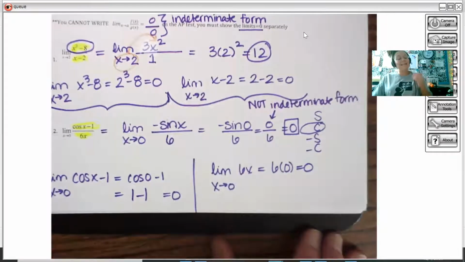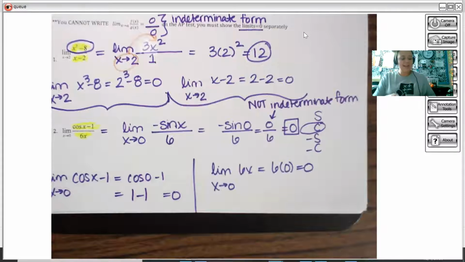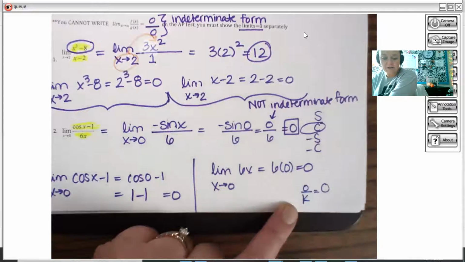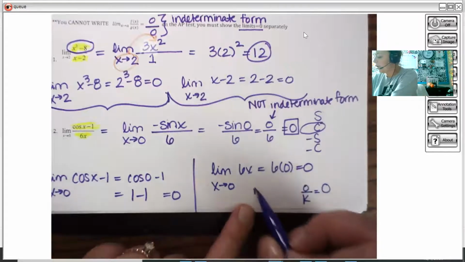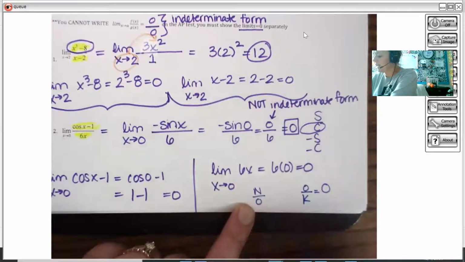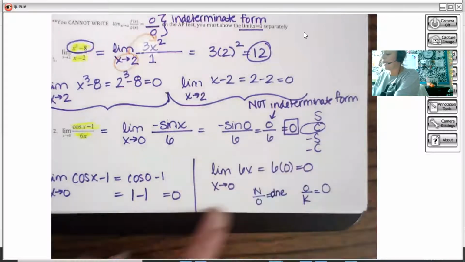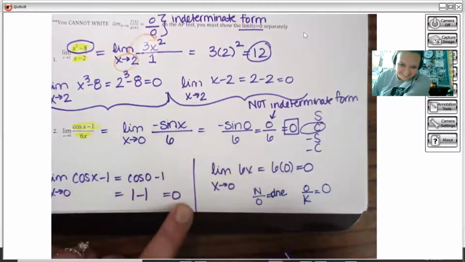Okay, and then one easy way to remember it, if you like really cheesy things, is that it is okay to get 0 on the top. That's going to give you 0. But no, you can't get 0 on the bottom. That means your limit is a DNE. Okay, but then here's the new one.